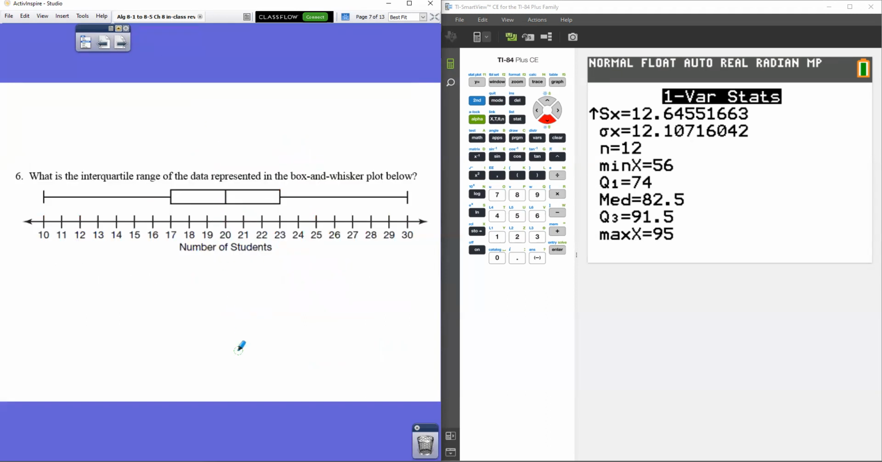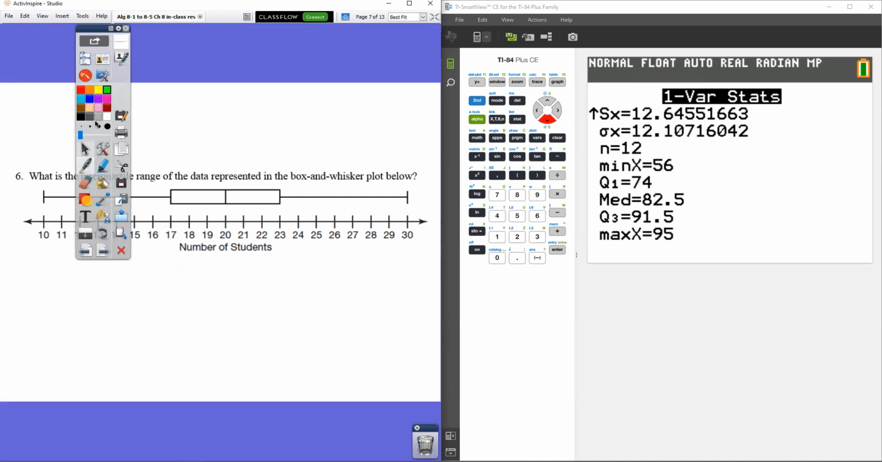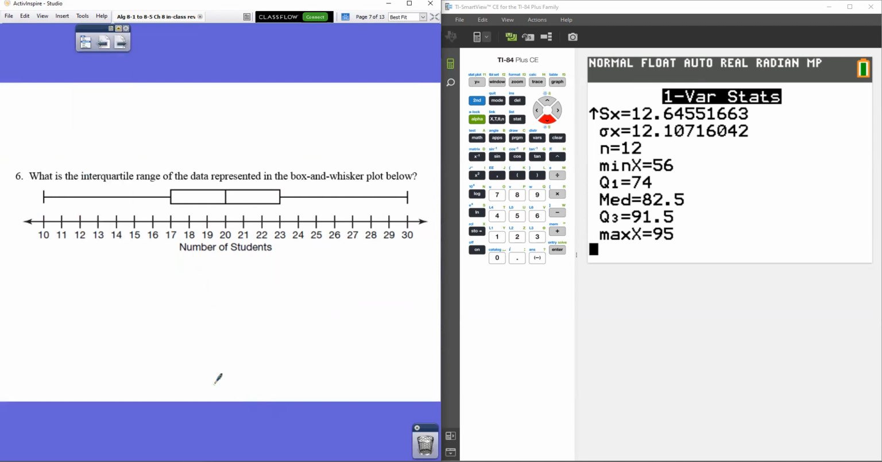Take a look at number 6. In number 6, what is the IQR? What is the interquartile range of the data represented by the box and whisker plot? These questions from now until the end will be multiple choice on your test.